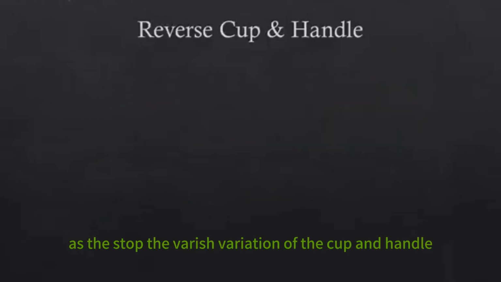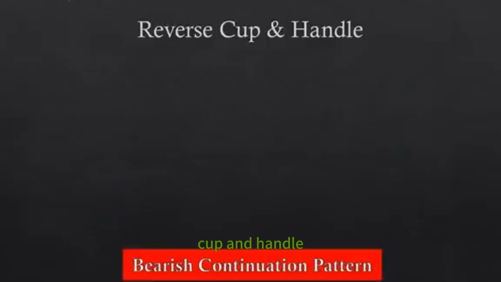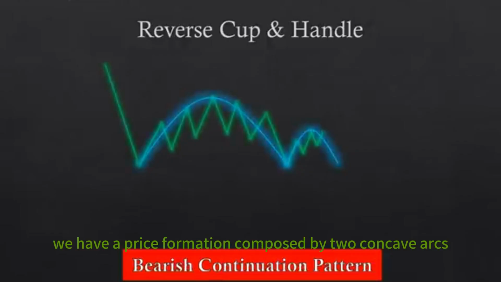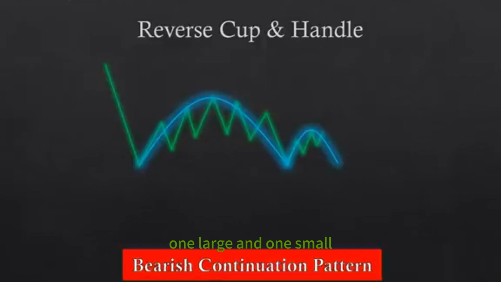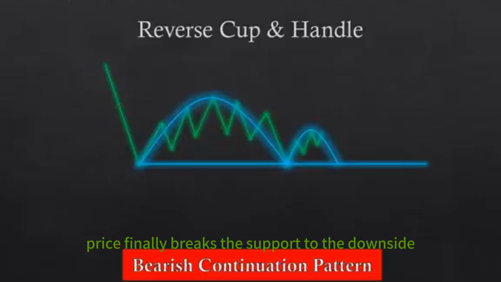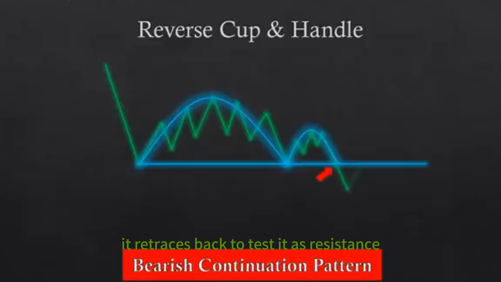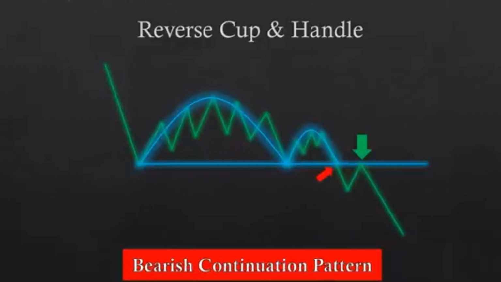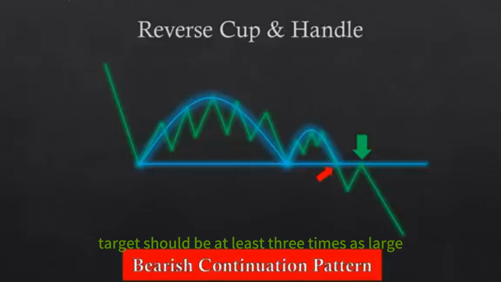The bearish variation of the cup and handle is actually called reverse cup and handle. It looks like a cup upside down. In other words, we have a price formation composed of 2 concave arcs, one large and one small. The lows of these arcs seem to be hitting a strong support, so when price finally breaks the support to the downside and retraces back to test it as resistance, we have a sell signal. The stop should be above the highest high in the handle, where the small arc is, and the take profit target should be at least 3 times as large.